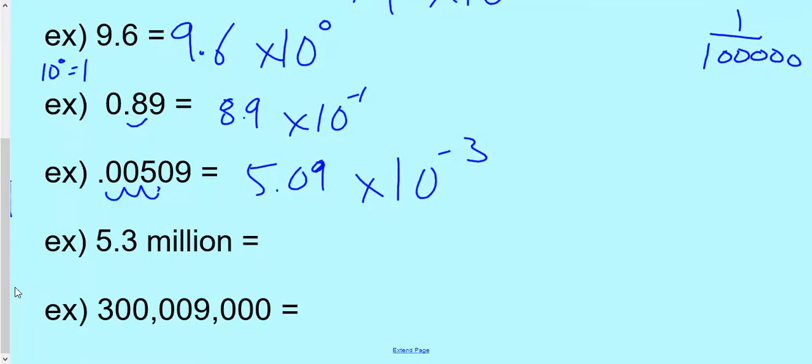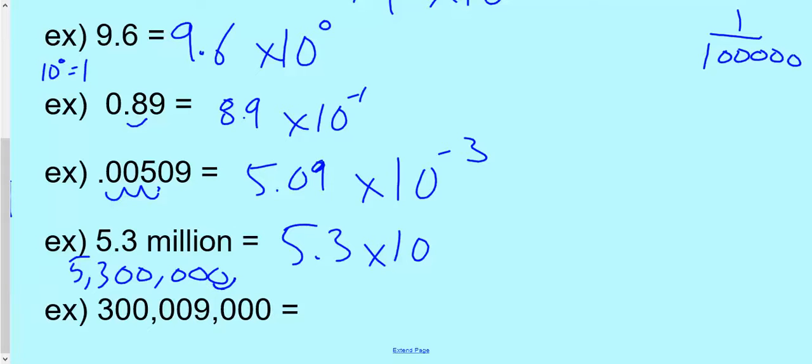Let's see, 5.3 million. I'm actually going to write that out for you guys. This is what 5.3 million looks like, 5,300,000. And one more. So this one's interesting. I have to go all the way down to this 9. So 3.00009. You need to include the last non-zero number. That's kind of what I was talking about earlier.